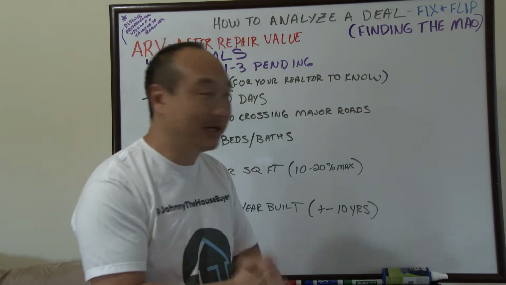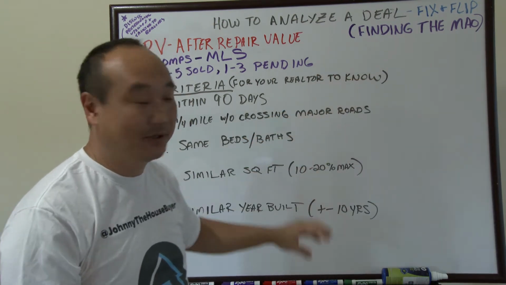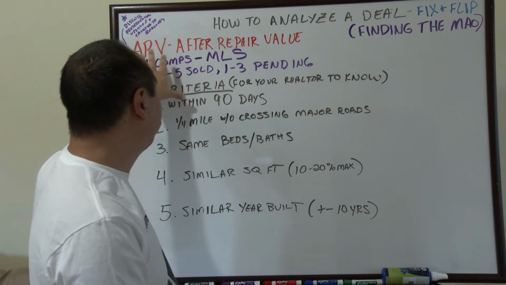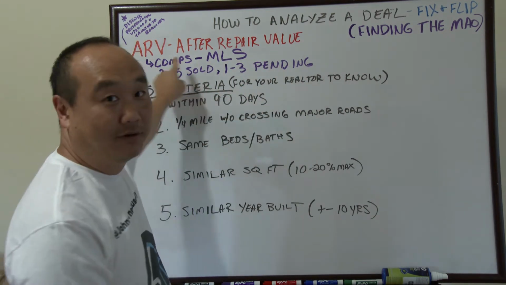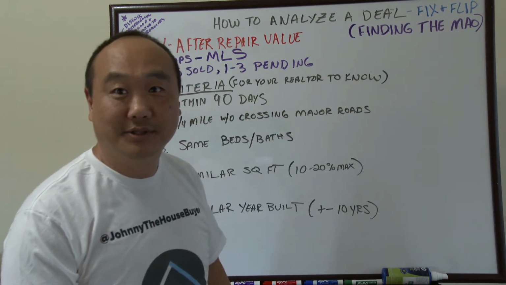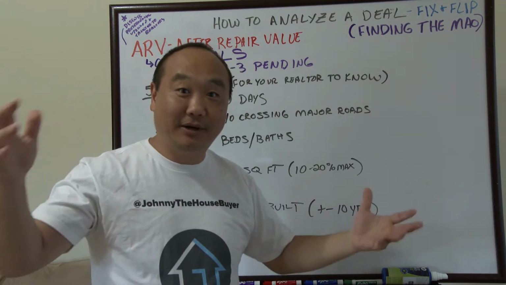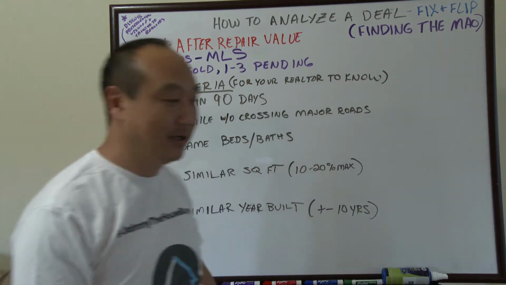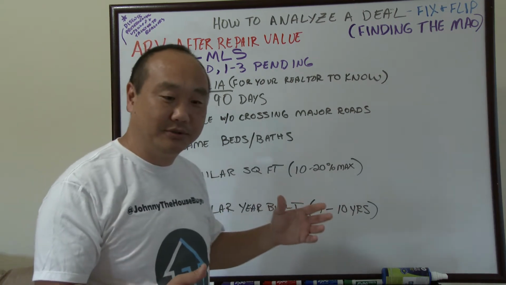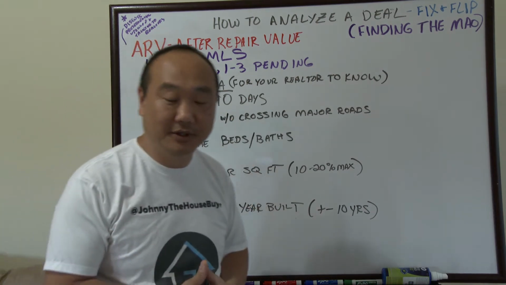So, the first step in how to analyze, and I might break this up into separate videos, but first we're going to talk about how to find the after repair value, ARV. When everyone says, what is the ARV? That means the after repair value. What that is, is how much the property would be worth after it's repaired. Pretty obvious on after repair value. Okay, so to find this out, we need to do a couple things, right? We've got 5 criteria to finding the ARV.